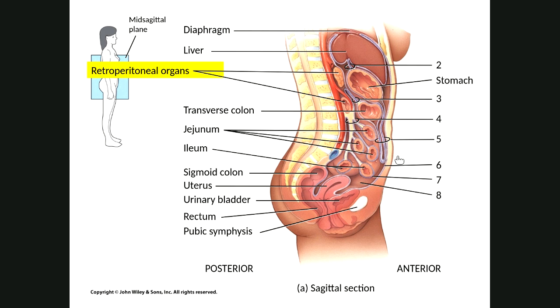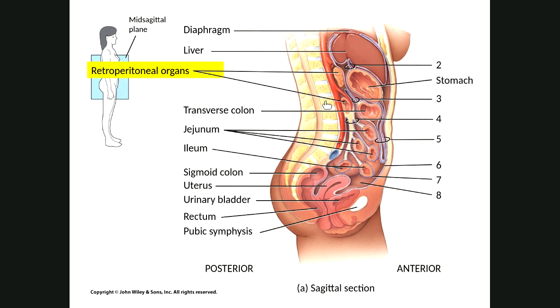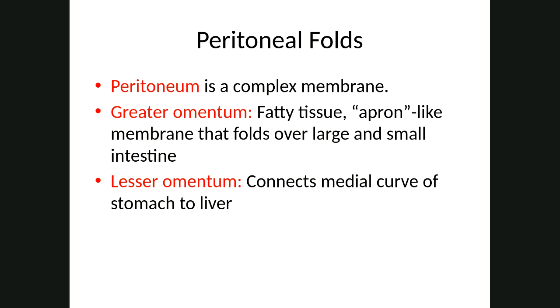So here's the duodenum. Let's see. Kind of hard to see, but here are the retroperitoneal organs. Those are not covered by the visceral peritoneum. See, so it kind of goes around, excludes those.